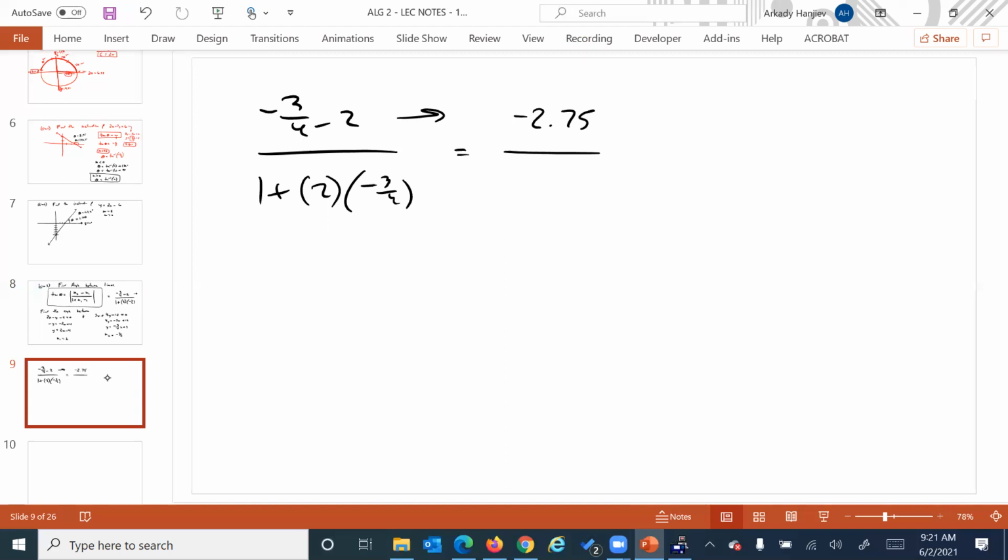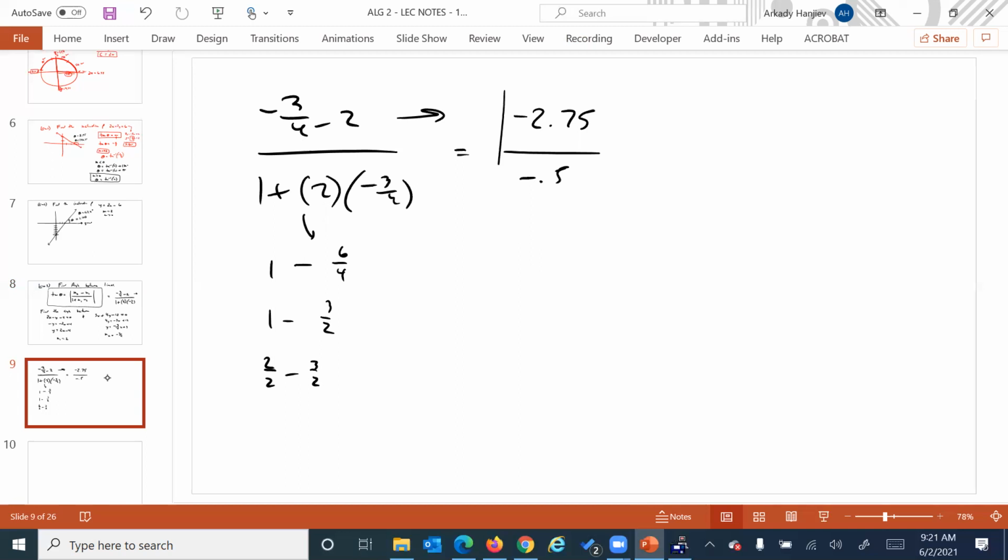Okay, on the bottom, can you guys give me 1 plus 2 times negative 3/4? Negative half, so it'll be a negative 0.5. Let's see. That would be minus 6/4, so that would be minus 3/2. That'd be 1 minus 3/2, which is negative 1/2. We good there?